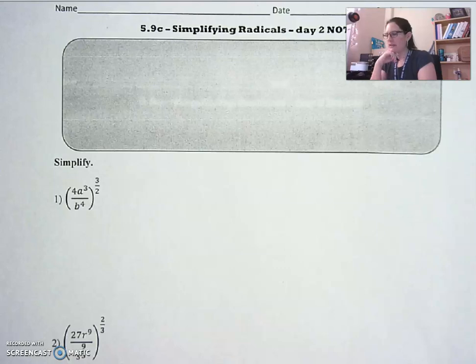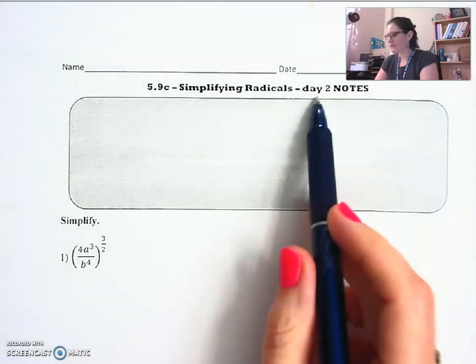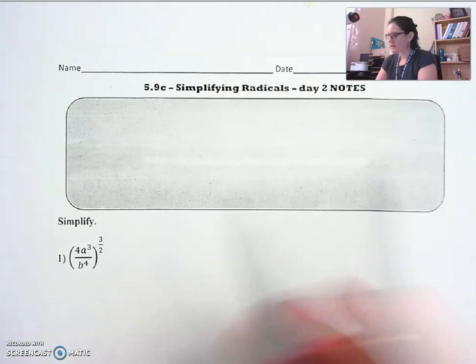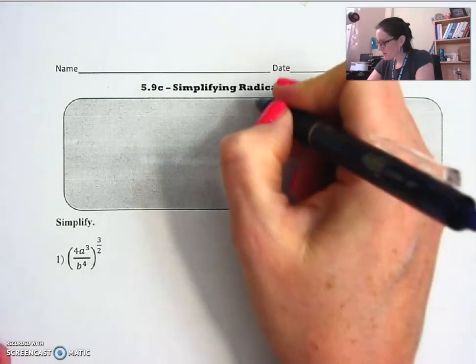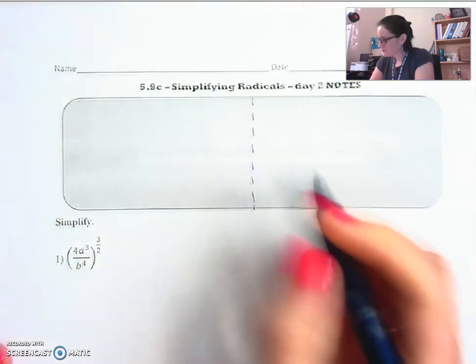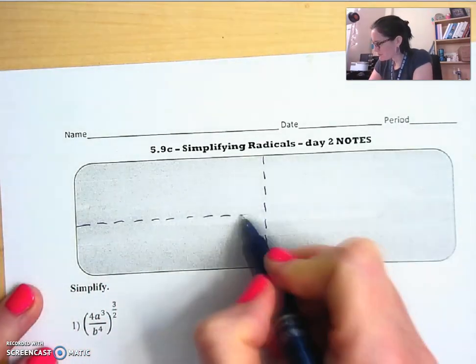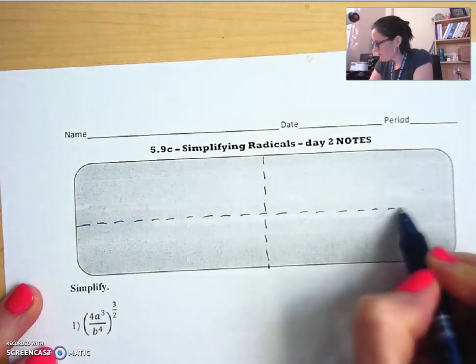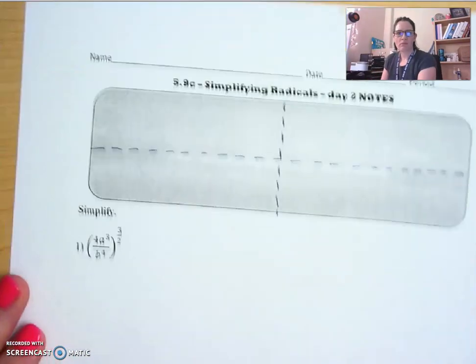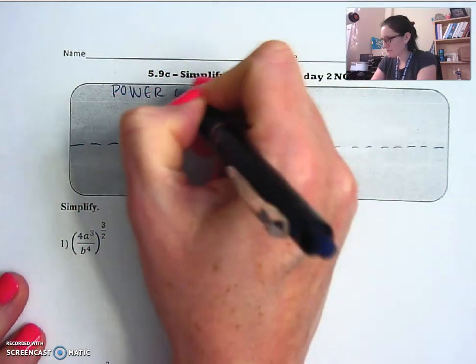Okay, here's our video for 5.9c, Simplifying Radicals Day 2. So in this table here, we're going to break it up into quarters and review some exponent properties. So the first one we're going to talk about is power of a power.